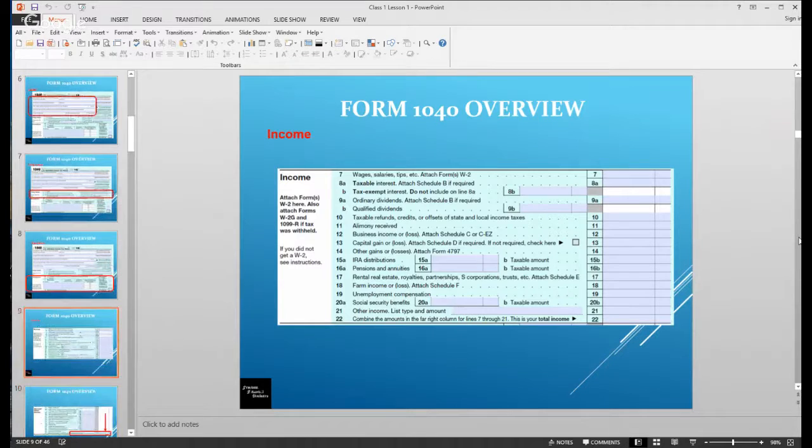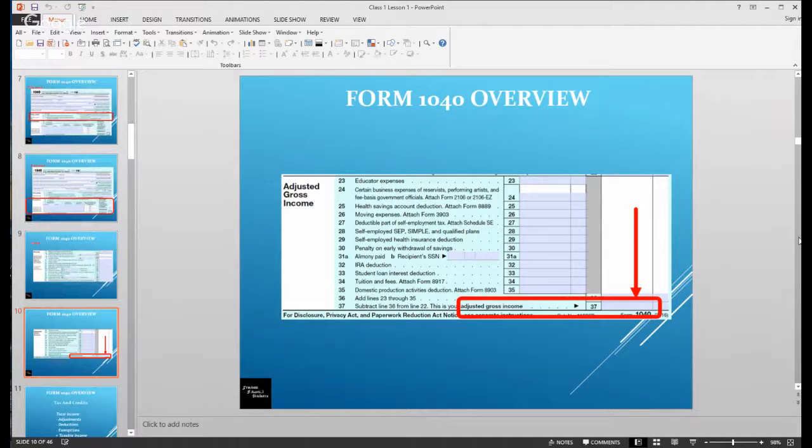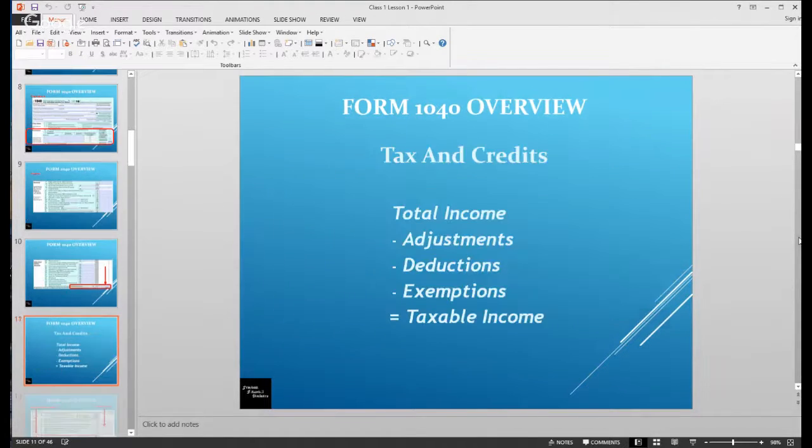The income section allows for you to place all income, whether it's taxable or not, into the income portion for calculations. The adjusted gross income is actually calculated at the bottom of the adjustments. The adjustments are now at the bottom of page 1 of the front side of the form.